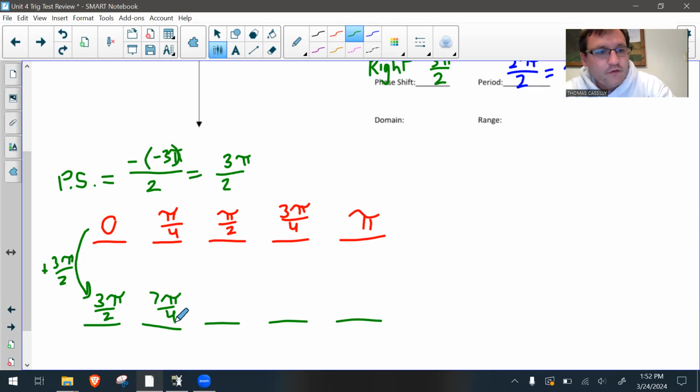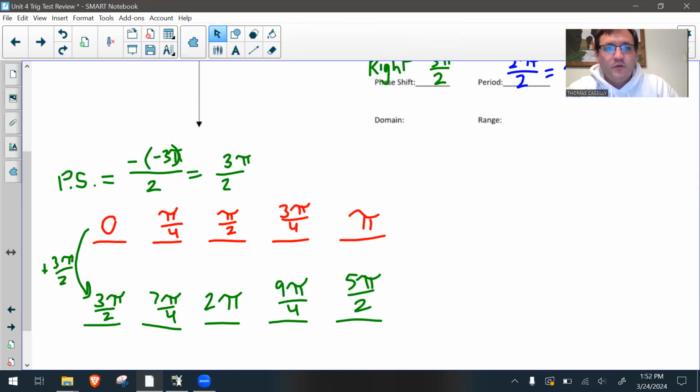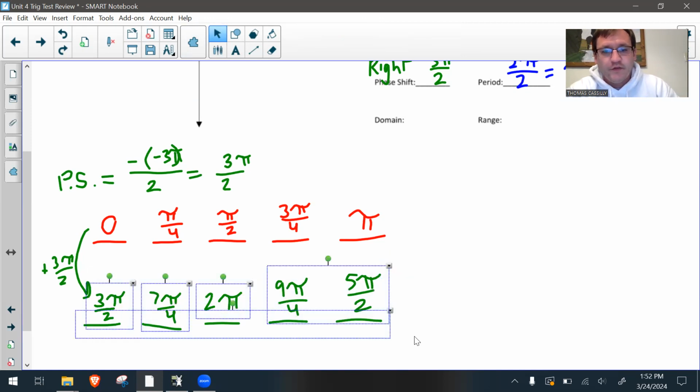This one gives us 2 pi. 3 pi over 4 plus 3 pi over 2, 3 pi over 2 is 6 pi over 4, so that gives us 9 pi over 4. And then the last one here is 5 pi over 2. All right, those are the new x values on this thing.